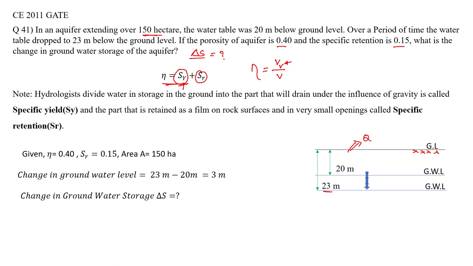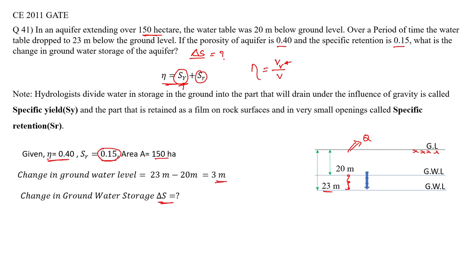So what are the given data? One is porosity 0.4, and specific retention 0.15. It is the amount of water retained in the aquifer even after drainage or the influence of gravity. And the area is 150 hectares. From the situation, the change in the groundwater depth is 23 minus 20, which is 3 meters.